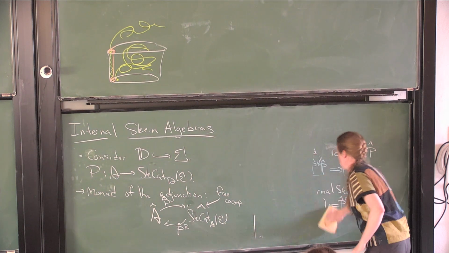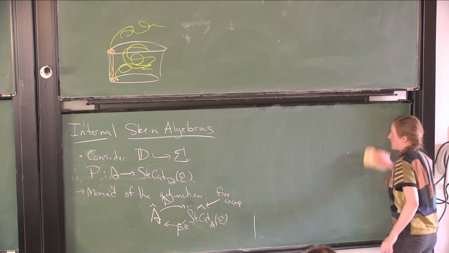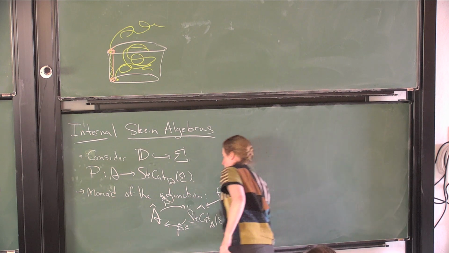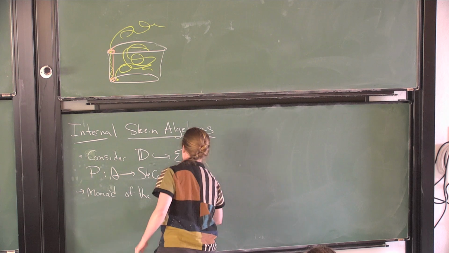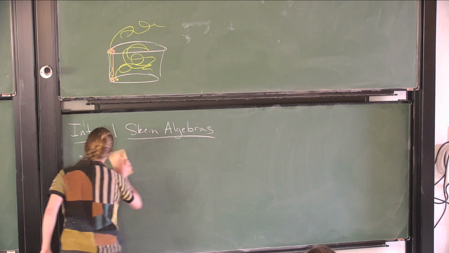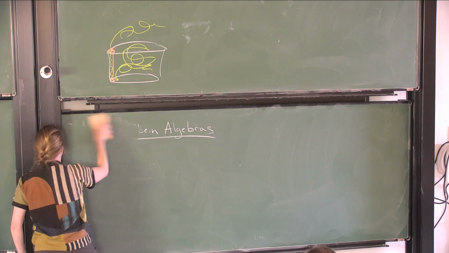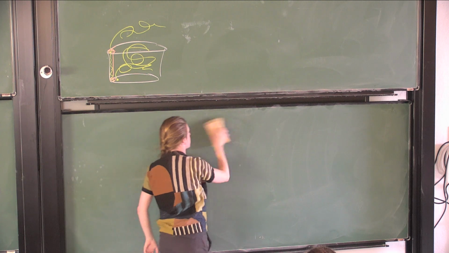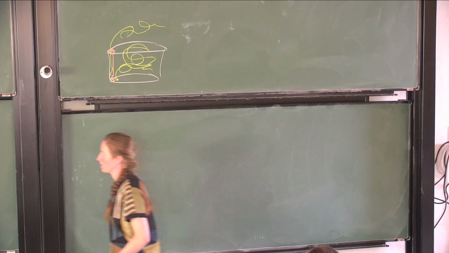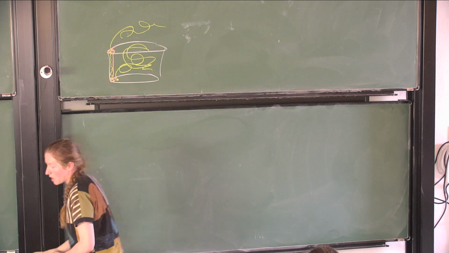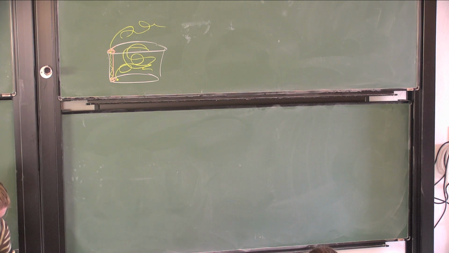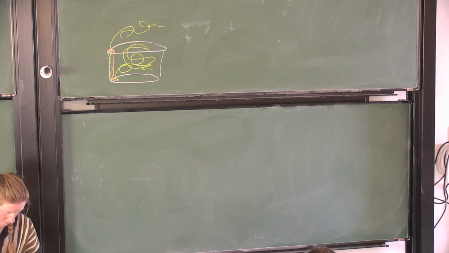So what I would like to do during these lectures is define an example of one of these defects, and tell you what these internal Skein algebras look like, what a sort of presentation is for them. And then after that, we'll talk about the geometry behind this. What was the geometric motivation for me, at least? Okay.